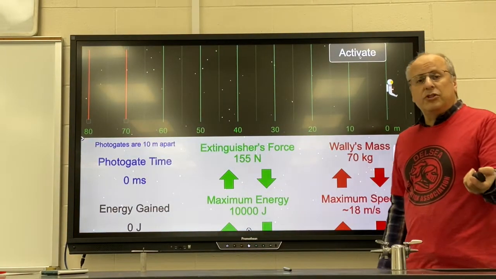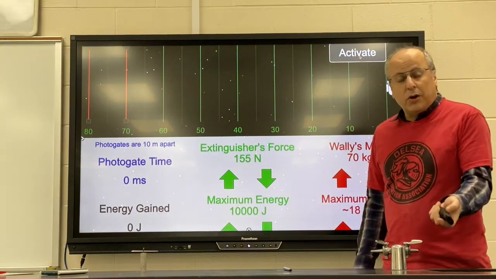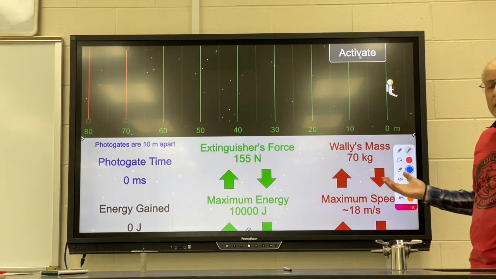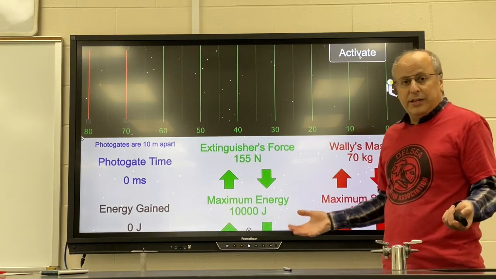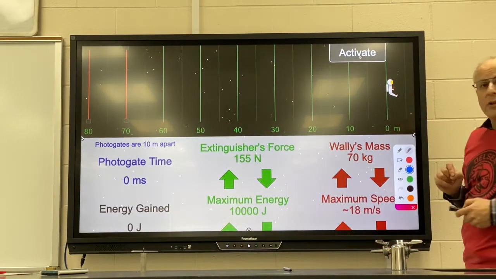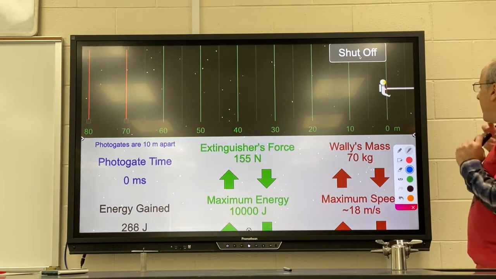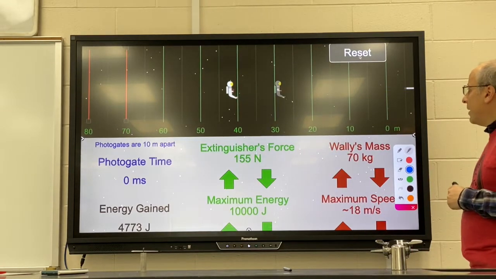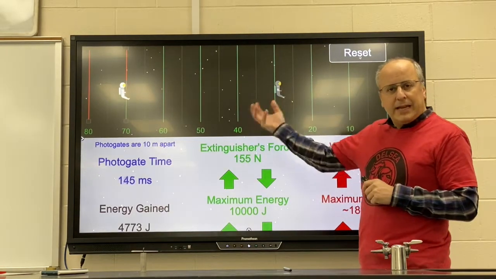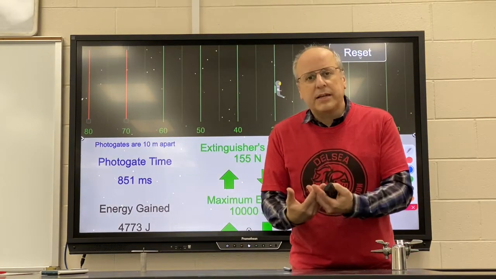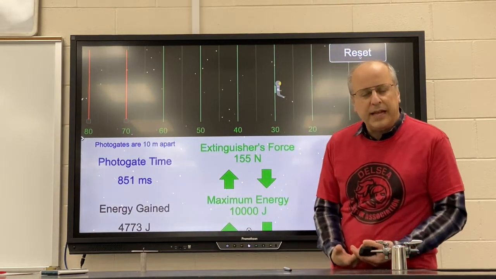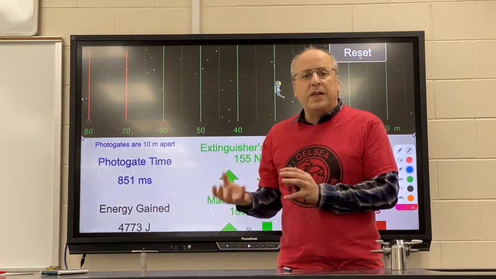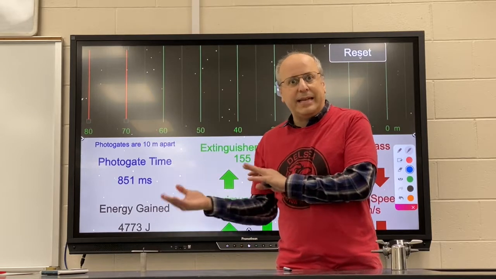Where does kinetic energy come from? It comes from work. All energy comes from work. So if we have an astronaut out in space who's not moving, he has no kinetic energy. But if he has a fire extinguisher, like Wally did, and that fire extinguisher provides a force or a thrust, that force will give him kinetic energy. It's giving him all kinetic energy because there's no friction taking energy away, and he's not moving up or down a hill.